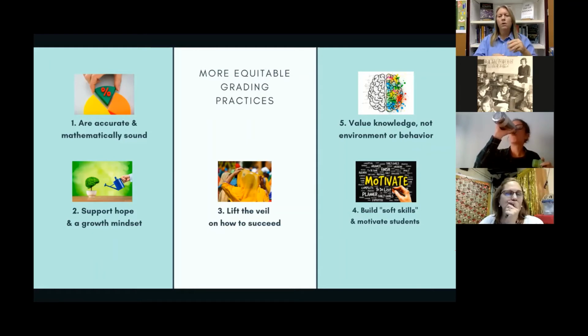And number 4, that more equitable grading practices can help build soft skills, those skills we want them to have that some teachers are grading them on, and actually can motivate kids instead of demotivate them. And finally, the 5th one, that more equitable grading practices value knowledge, not environment or behavior.